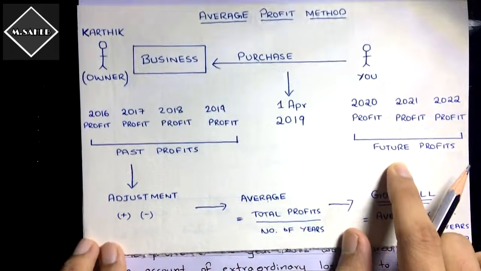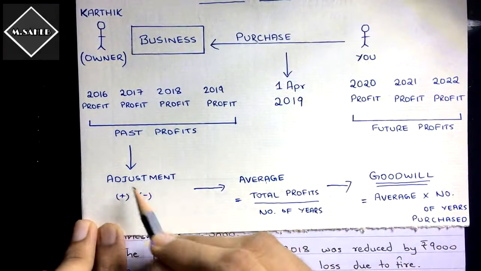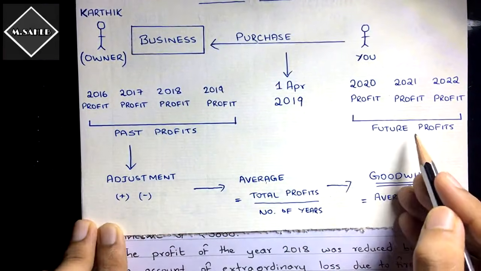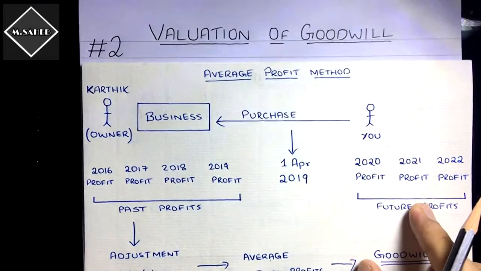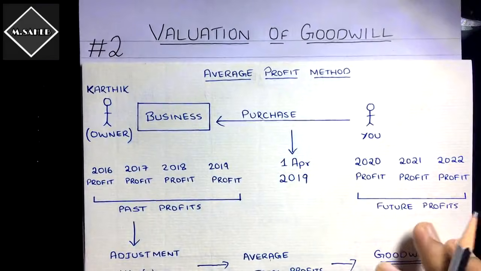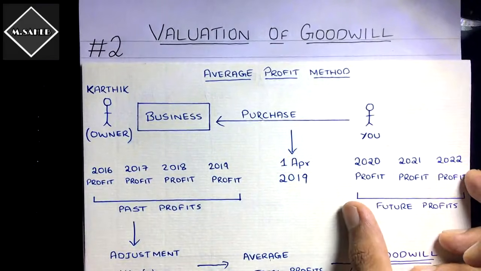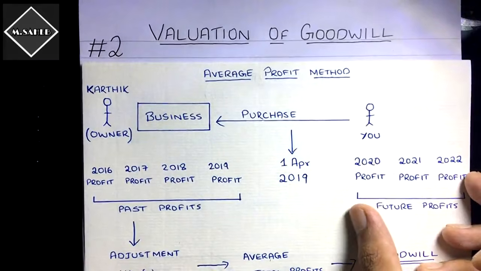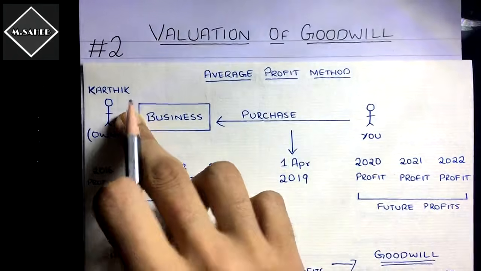See, what we are going to do is some adjustment to the past profit. Okay, because we have to go to future profits, right? Future maintainable profit, how much this business can earn in future. Yes, and that will be for only 3 to 4 or 5 years. Okay, keep that in mind. So as I said, you have to compensate Karthik for these future profits. Fine, so that is the goodwill. That extra payment you have to make to Karthik, that is goodwill.